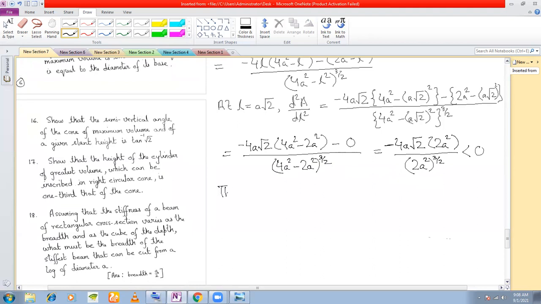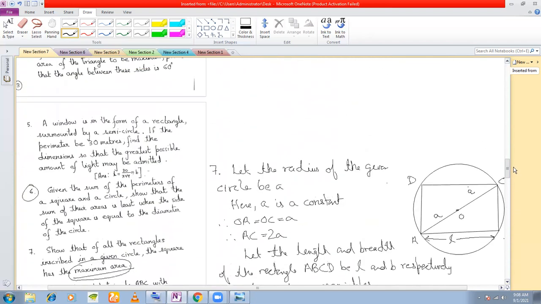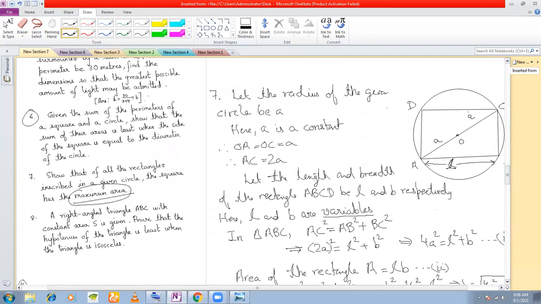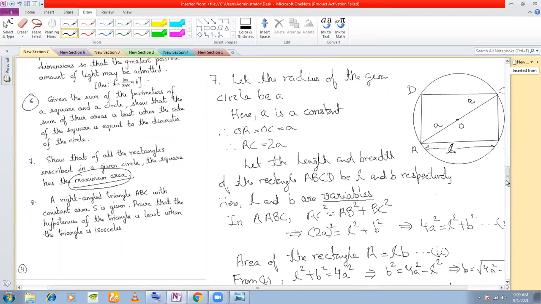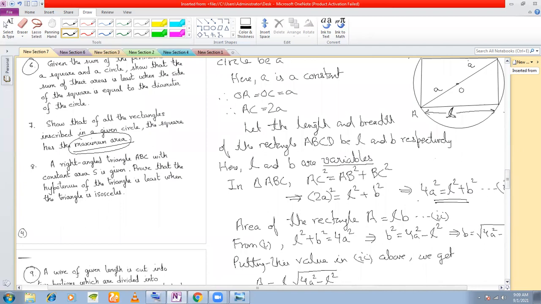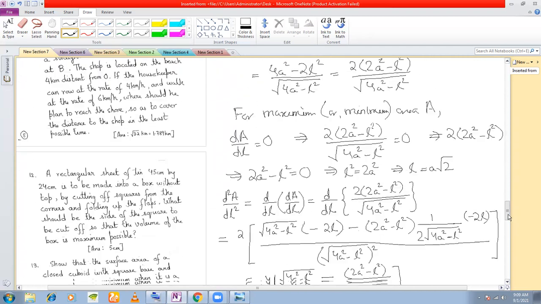So thus, A has a local maxima at L is equal to a root 2. Right? Now you need to show that this is a square. What is the length we have got? Length we have got here, L is equal to a root 2. You need to show that breadth is also equal to a root 2. Right? So how do you find out the breadth? We use equation 1 here to find out the breadth.